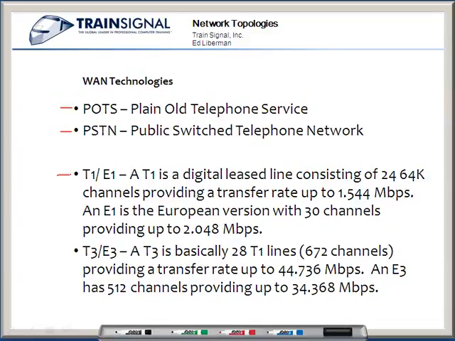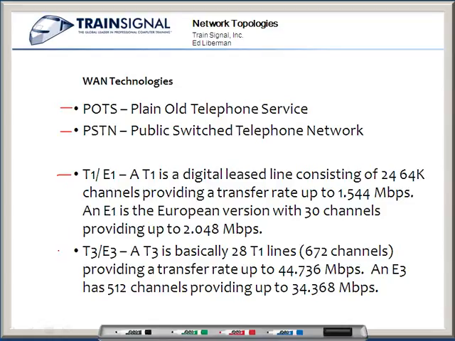Matter of fact, technically there's even a J1, but we're not going to get into that. But a T1 is a digital leased line consisting of 24 64K channels, providing a total transfer rate, if you just do the math, of 1.544 megabits per second of throughput. Now the E1 is the European version, which actually has 30 channels instead of 24, providing a little bit faster speeds up to just over 2 megabits per second.